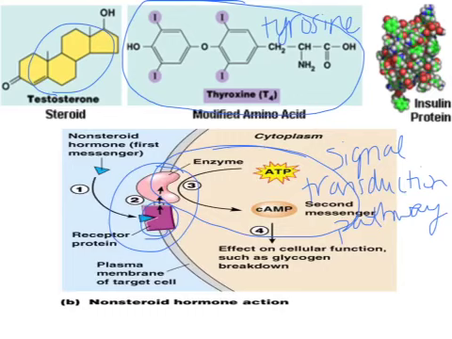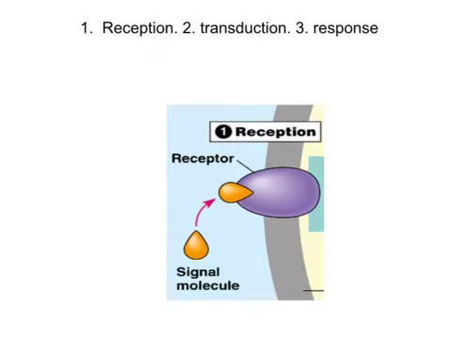So we're going to look at all the different parts of the signal transduction pathway and cell signaling for our non-steroid hormones. We're going to first start with the reception part. Cell signaling has three basic steps: the reception, the transduction, and then the actual cellular response. We're going to focus first on the reception and the different kinds of receptors that there are.